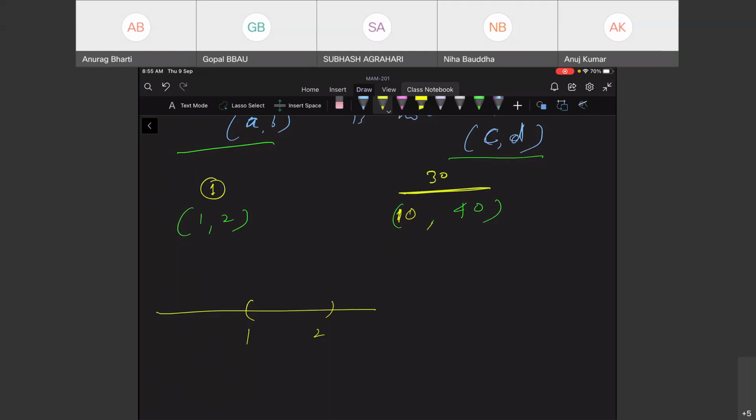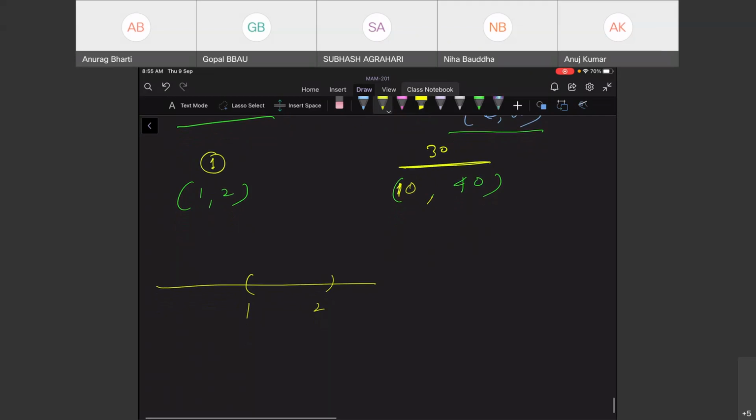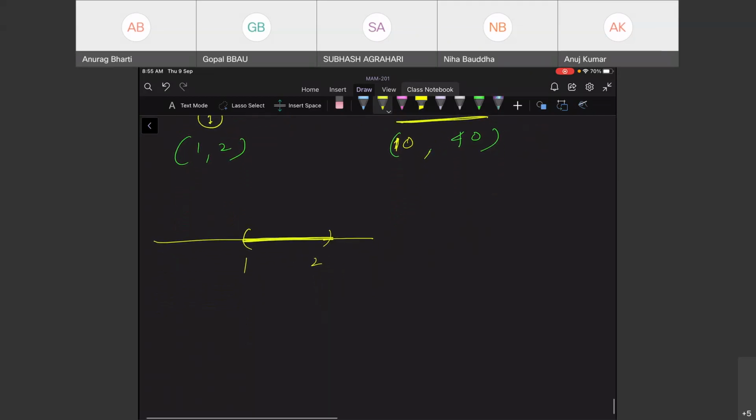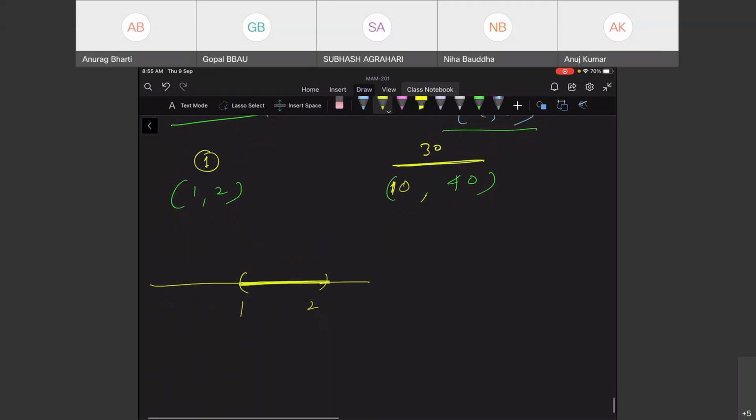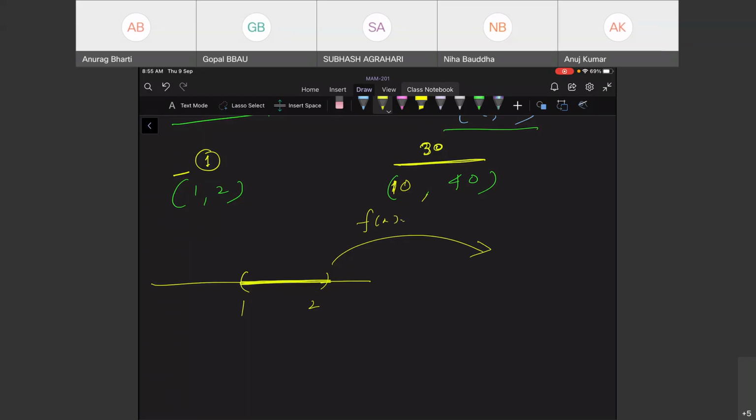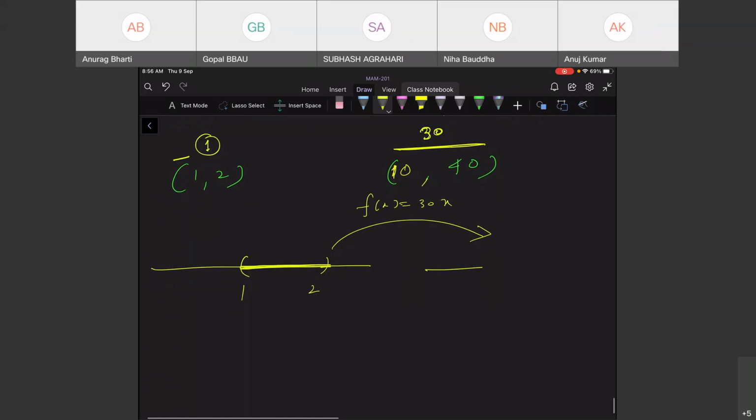30 है। 30, ओके है ना? 30, यस सर। ओके, पहले आप इसको एक्सपेंड करिए, स्केलिंग करिए। तो आपको ये 1 लेंथ के इंटरवल को 30 लेंथ का इंटरवल बनाना है। तो इसको आपने 30 से मल्टीप्लाई करना पड़ेगा ना, f(x) = 30x। ओके, तो ये मैप कहाँ पर करेगा बताइए?